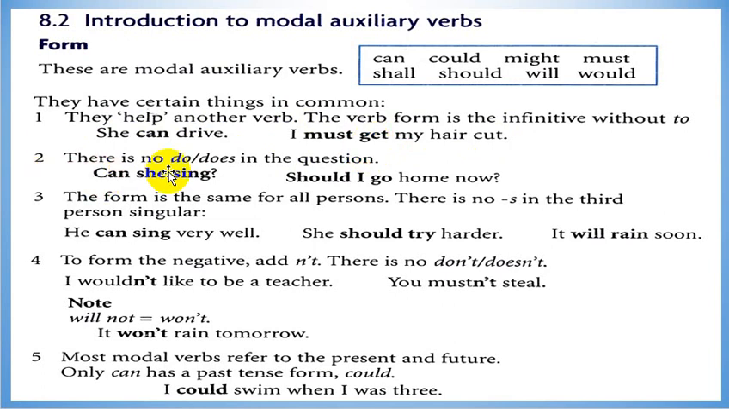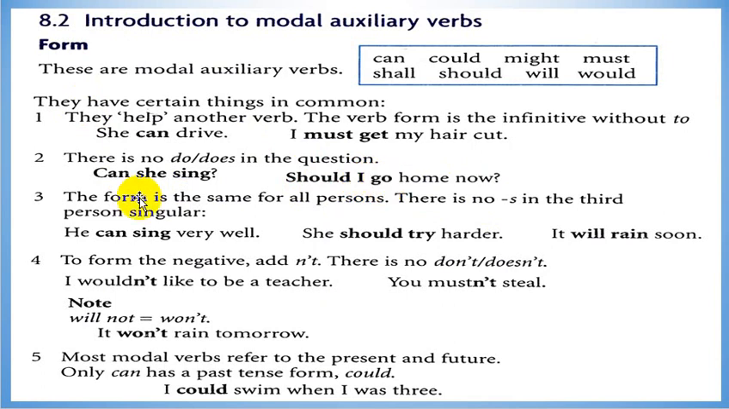Number 2, there is no do or does in the question. بمعنى يستخدم عندما تكلمنا عن had to أو had got to كنا نستخدم do أو did في السؤال. أوكي، لكن عند استخدام الأفعال المساعدة يتم استخدام الفعل المساعد في بداية الجملة للسؤال. بمعنى can she sing, can she drive. أوكي، should I go home now. يتم تقديم الفعل المساعد على الفاعل وبقية الجملة.